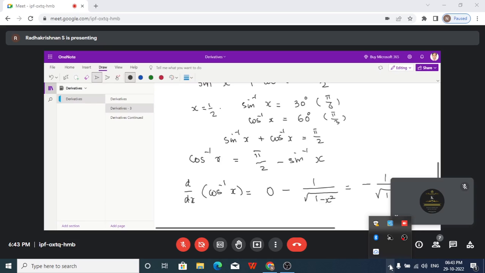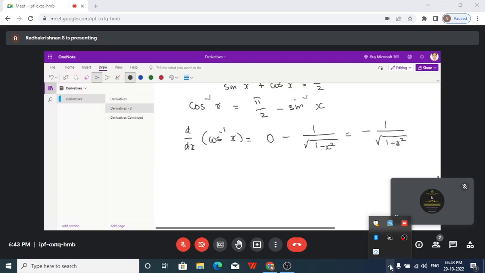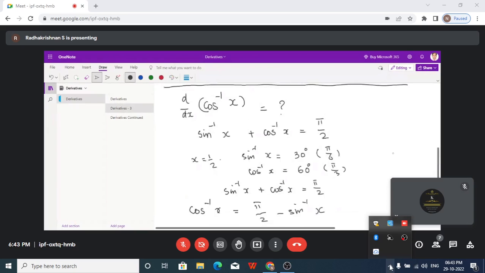So cos inverse of x, the derivative is minus 1 by root of 1 minus x square. So sin inverse is 1 by root of 1 minus x square, cos inverse is minus 1 by root of 1 minus x square. Same way, tan inverse.